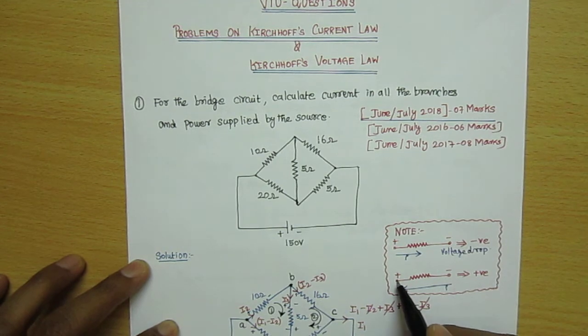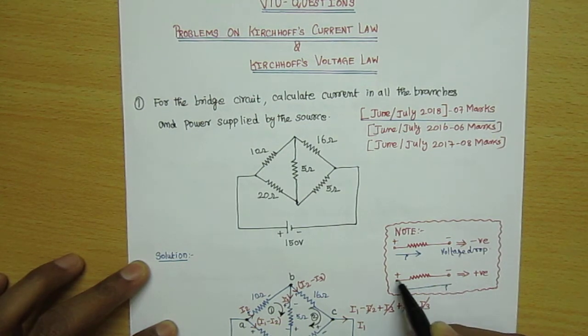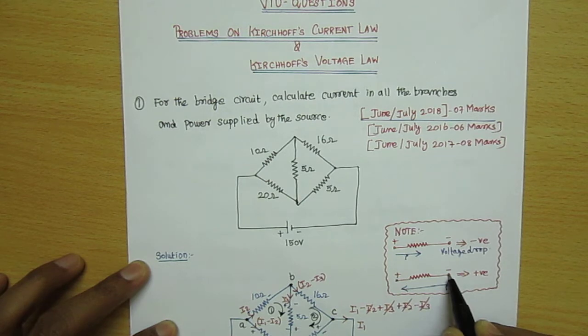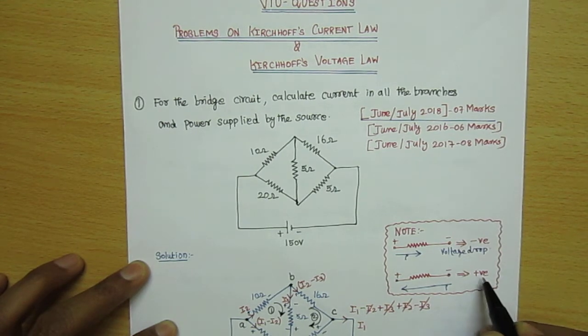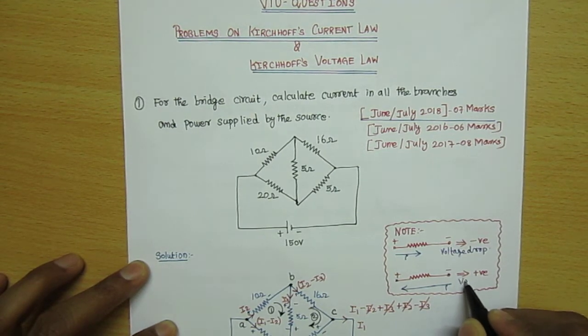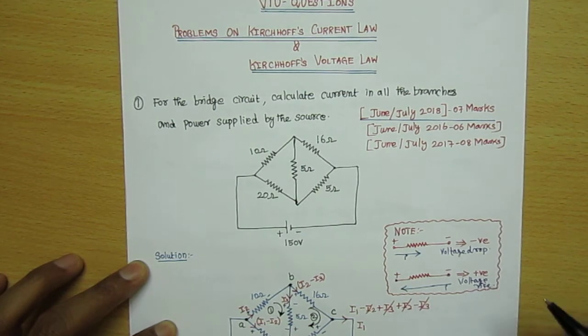Similarly, here the starting terminal I am naming as plus and the ending terminal as minus. When the current is flowing from negative to positive, that is from lower potential to higher potential, we have to put a plus sign, and that is called a voltage rise.